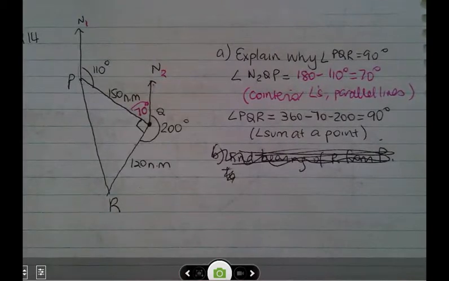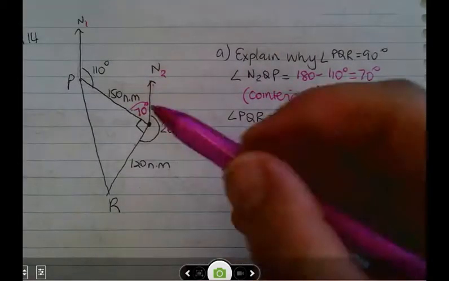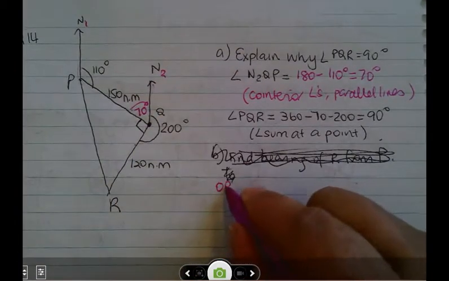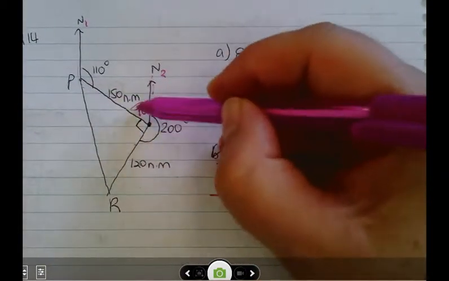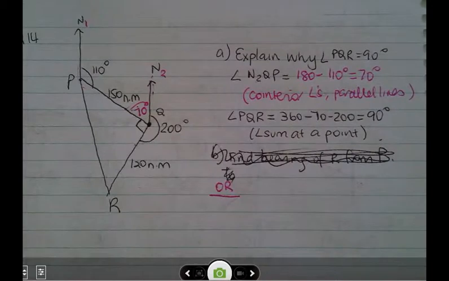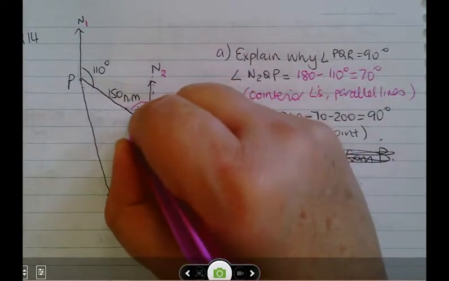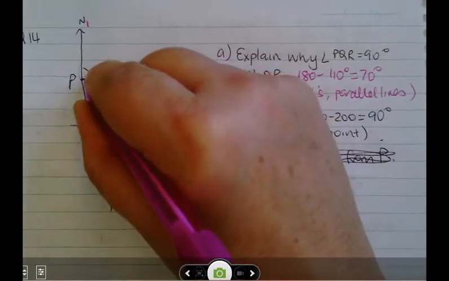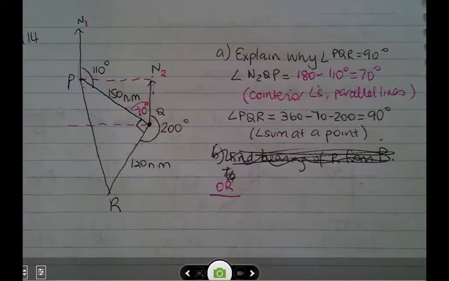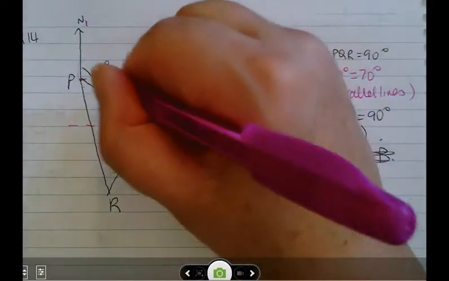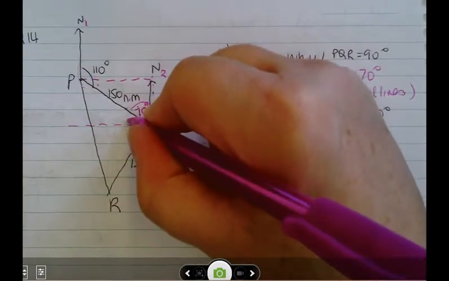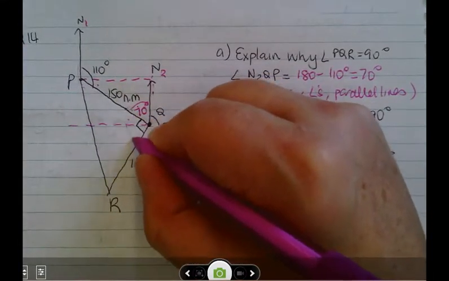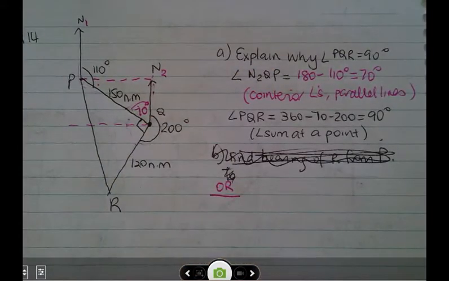Did anyone do it another way? So you can do alternate. One way to do it was go co-interior, that's 70, then angle sum at a point, that's 90. The other way is to put a little dotted line there and some east-west lines. Okay? This is the other way, and you could have gone 20 in here. You okay with that? Alternate 20. And then this is 70. But I think I like the first method. It's not as messy. So definitely the first method.